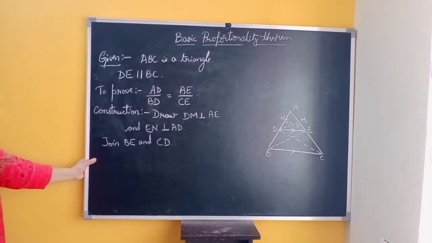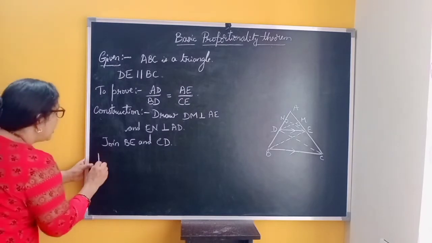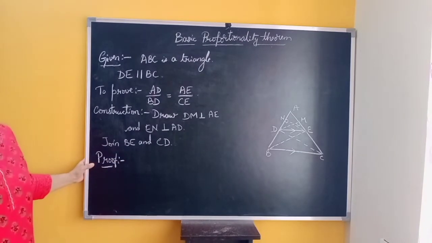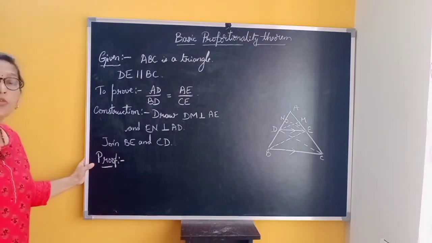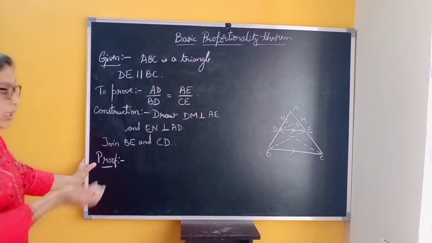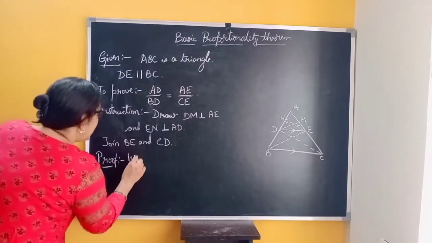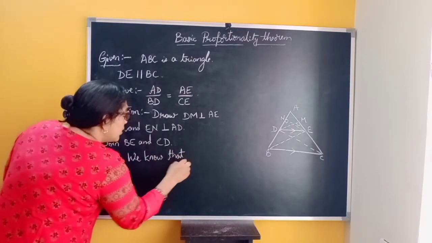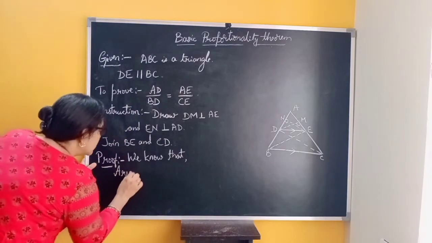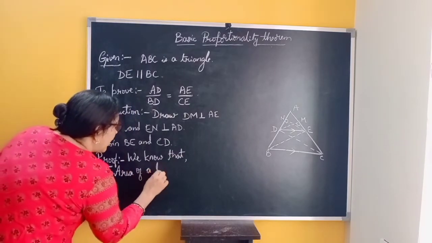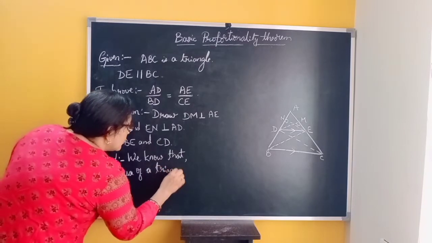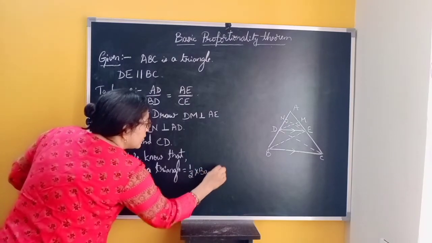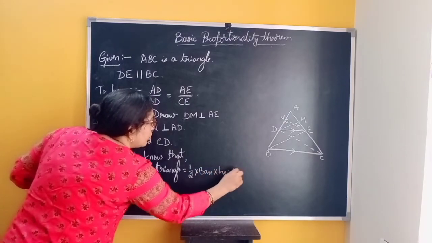Now let us start proving. In your lower classes you have learnt how to find the area of a triangle using a formula. What is the formula for the area of a triangle? It is half into base into height. Let us use that formula here also. We know that area of a triangle is equal to half into base into height.